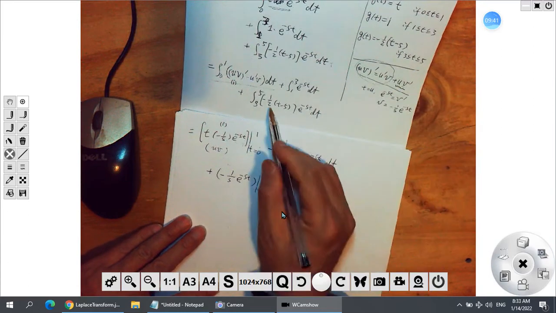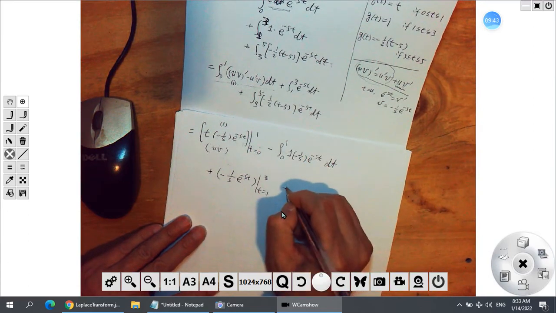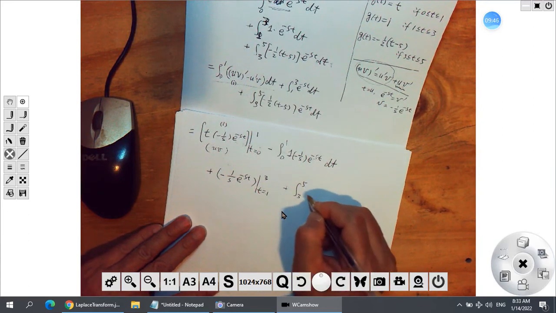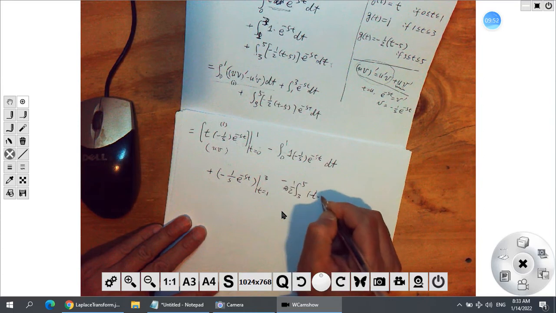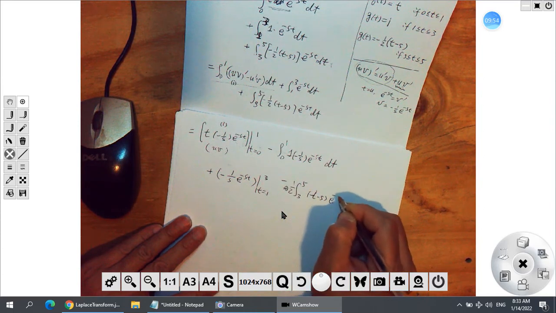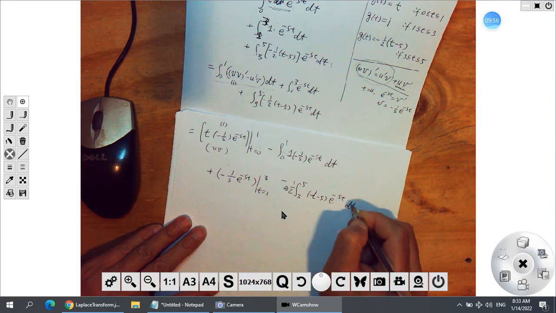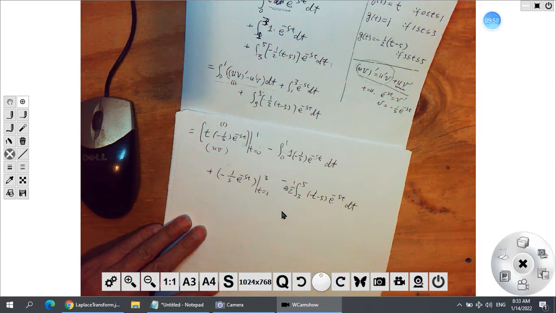And this term, I just copy. And I put this here's minus 1 half. Now here's t minus 5 e to the negative st dt. Okay.